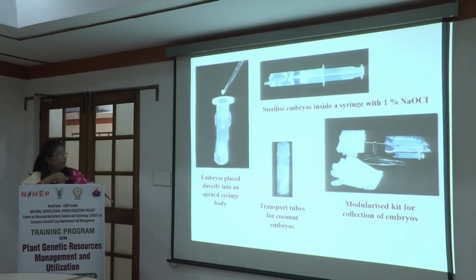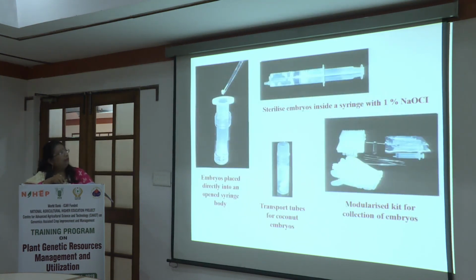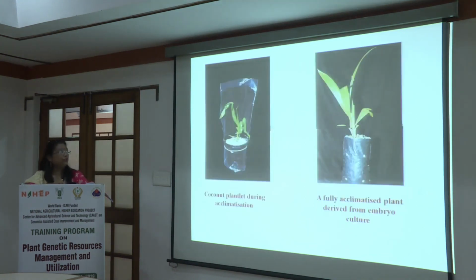Then they are transferred into a syringe body. They can be sterilized within a syringe using a simple hypochlorite solution and transported in cryovials because the plug is very small. And once they are brought to the lab, they are re-sterilized again, cultured on a defined nutrient medium, and they grow into whole plantlets. So you reduce the bulk of carrying the germplasm to a great extent, and the only requirement over here is to have this viable protocol of multiplication. Okay, so this is routinely done in case of coconut.